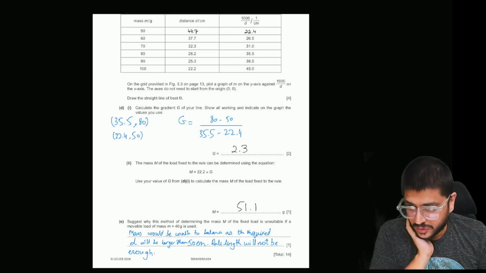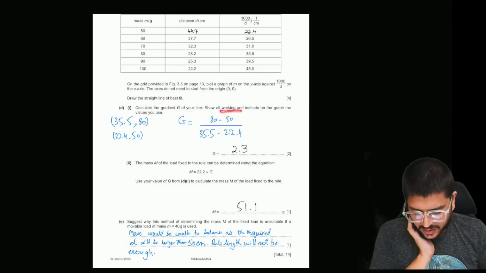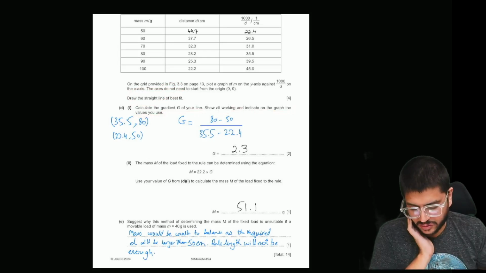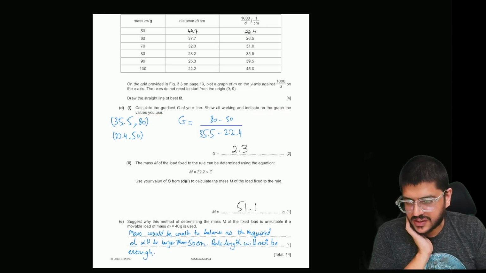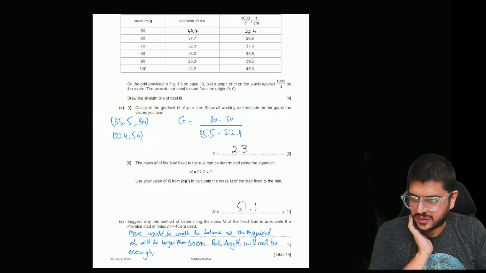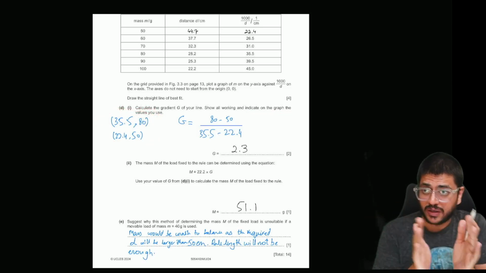Now, you draw the straight line of best fit, calculate the gradient of your line, show all of your work, and indicate on the graph the values used. Due to this thing, first thing I always do is I write the coordinates and I make sure that I'm writing x and y properly.